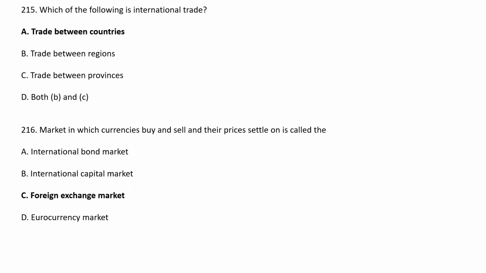Which of the following is the international trade? Option A trade between countries, option B trade between regions, option C trade between provinces, option D both B and C. The correct answer is option A trade between countries.